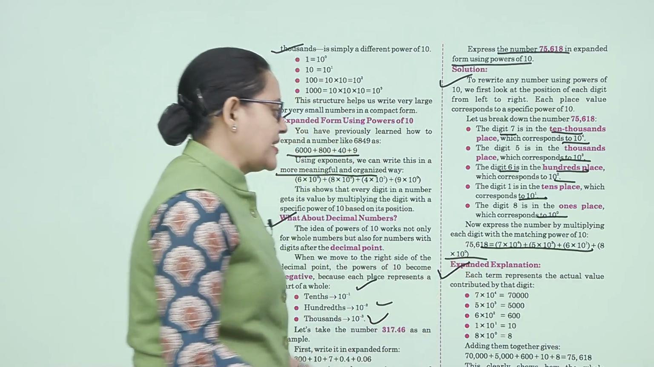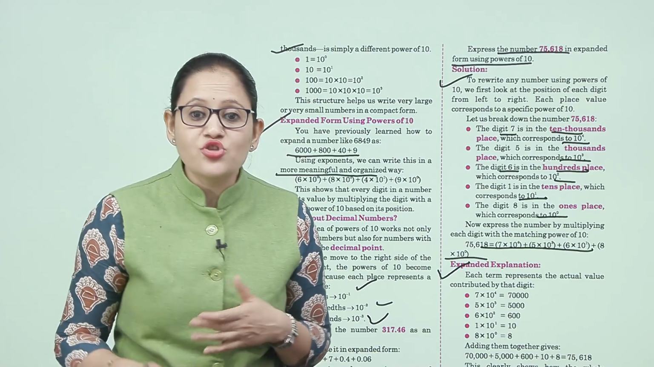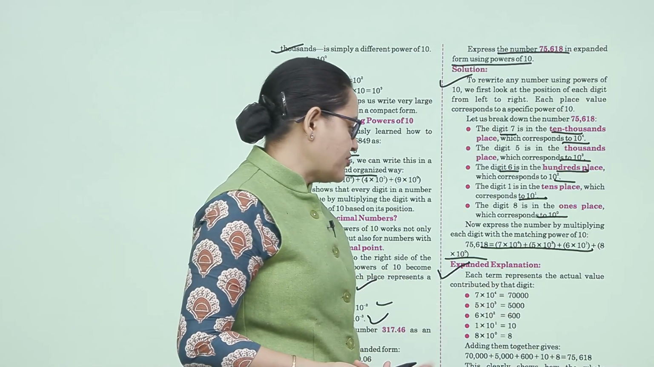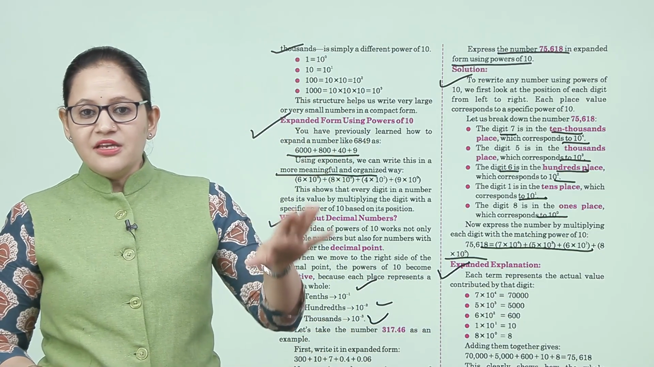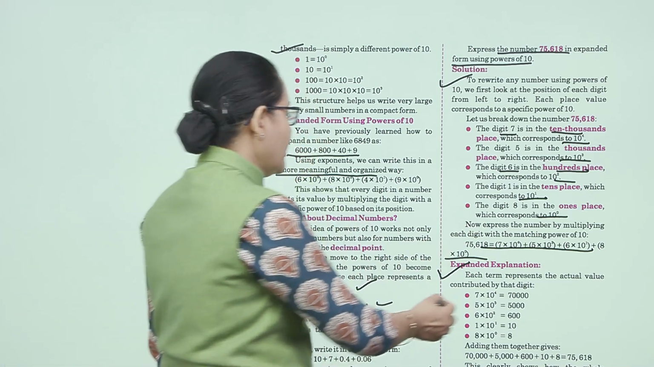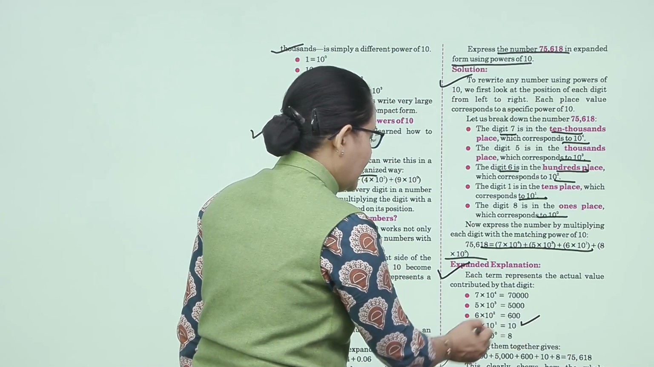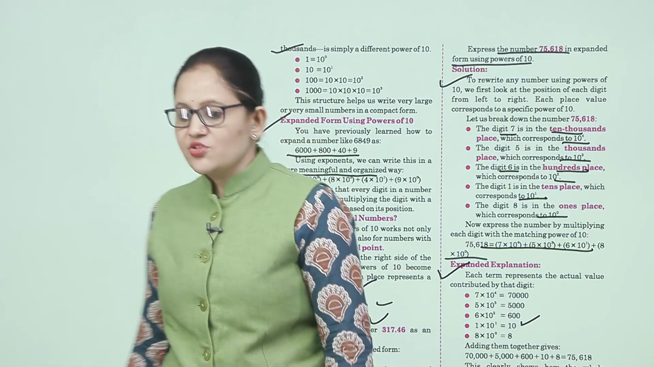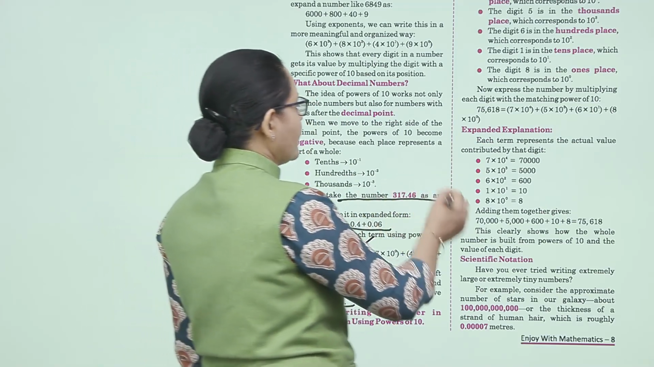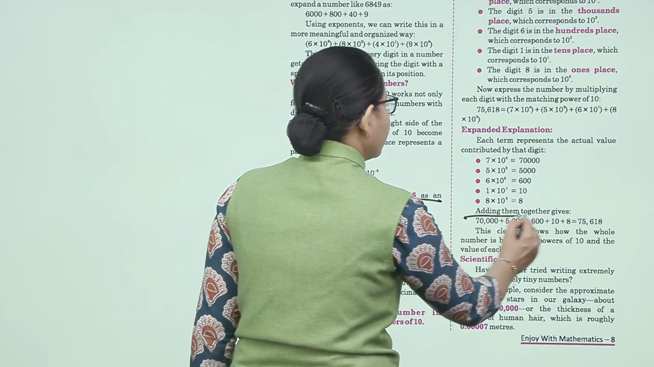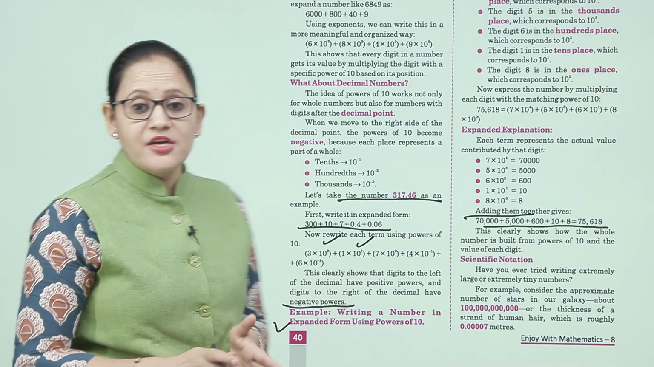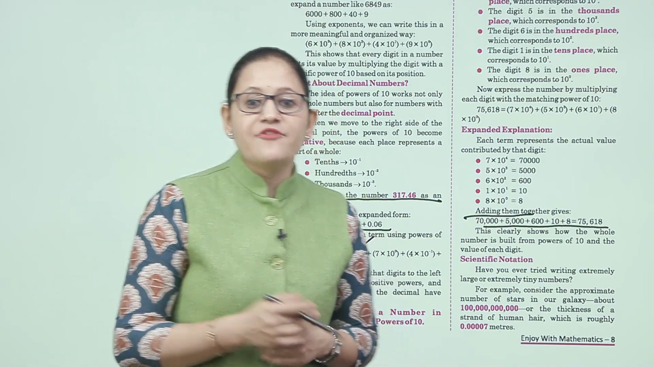Now the expanded explanation. Each term represents the actual value contributed by the digit. 7 into 10 to the power 4 is 70,000. 5 into 10 to the power 3 is 5,000. 6 into 10 to the power 2 is 600. 1 into 10 to the power 1 is 10. 8 into 10 to the power 0 is equal to 8. Adding them together, we get the number. This clearly shows how the whole number is built from powers of 10 and the value of each digit.